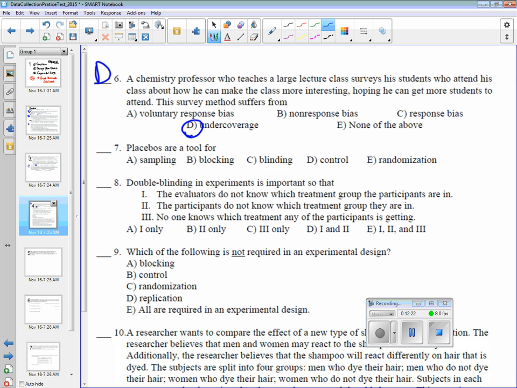Okay? Cameron? No, the reason why it's not B is because non-response bias means you did ask them, but they chose not to respond. Okay, he didn't even give them a chance to respond. Okay, that's a good question. True. Yes. A missing group. Yep, that's exactly what it is. Perfect. All right, placebos are tools for.